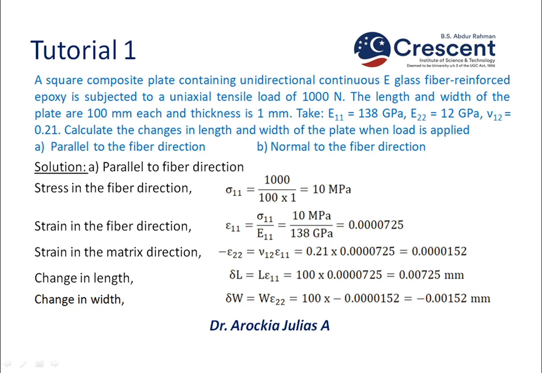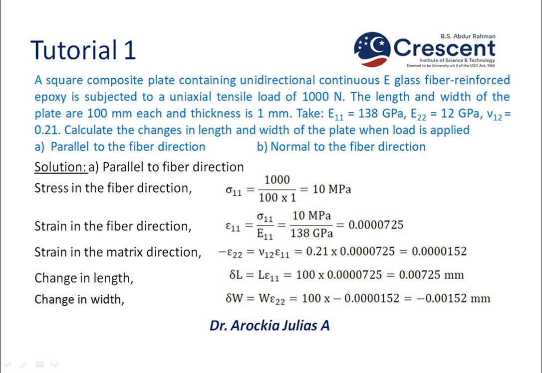Next is strain in the matrix direction. Normally when you apply elongation in the longitudinal direction, compression will happen in the transverse direction. So we use the notation minus epsilon 22, that is equal to nu 12 into epsilon 11. Poisson's ratio equal to lateral strain by linear strain. Using that concept, substituting the values, we will find the strain in the matrix direction: 1.52 into 10 to the power minus 5.